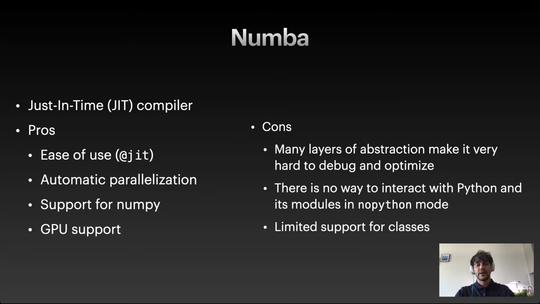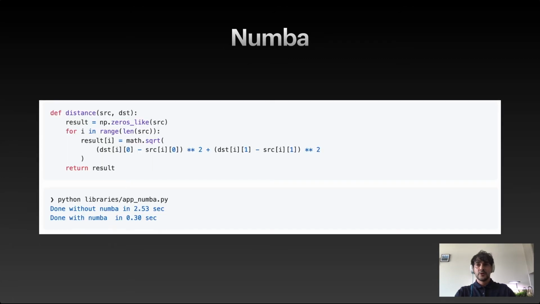But if you have a use case where you do a lot of numerical calculations in your ETL, you will really benefit from that. Like in this example. So say that in your ETL, you need to calculate the distance between two points, right? So this is the function that calculates the distance. Without Numba, it takes 2.5 seconds. And with Numba, it takes 0.3 seconds. If you look in GitHub at the code, the difference between the two functions is the decorator. That's it. Easy.